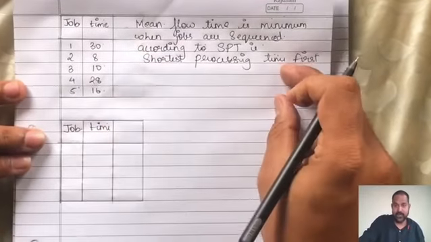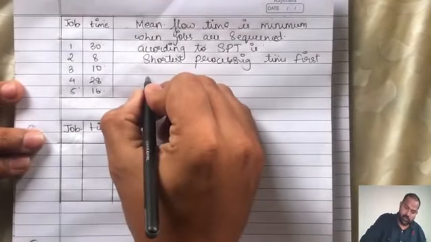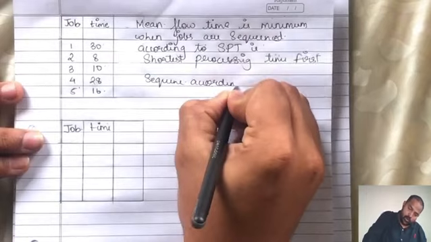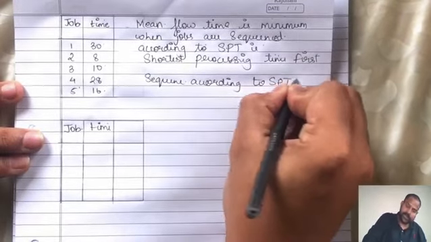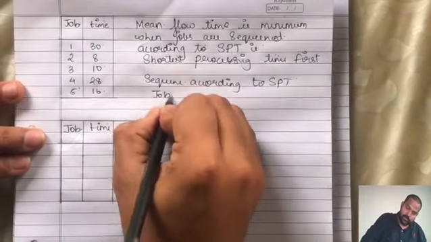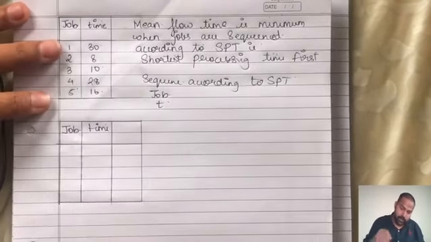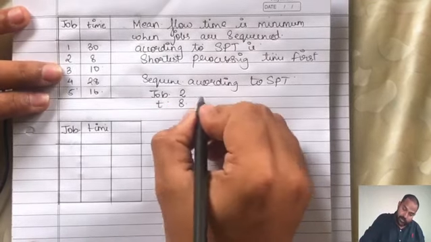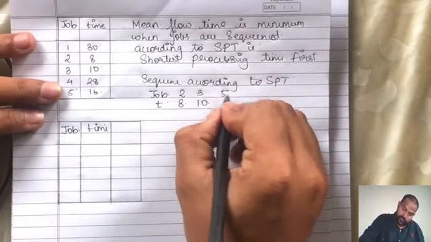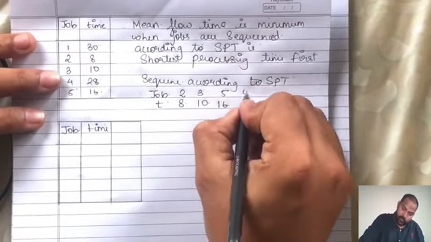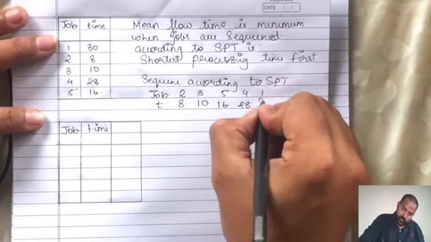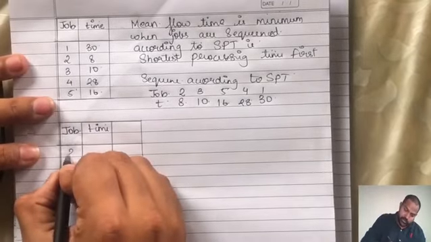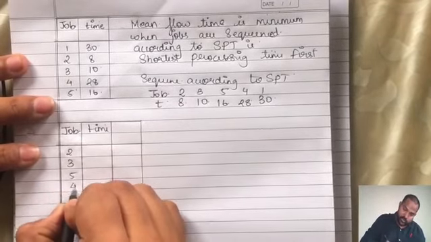What you can do is separately find the sequence according to SPT, job and time. Job number 2 has the least time, which is 8. Then comes job number 3 with 10. Then job number 5 with 16. Then job number 4 with 28. And then job number 1 with 30. So this is going to be my sequence: job 2, job 3, job 5, job 4 and job 1.